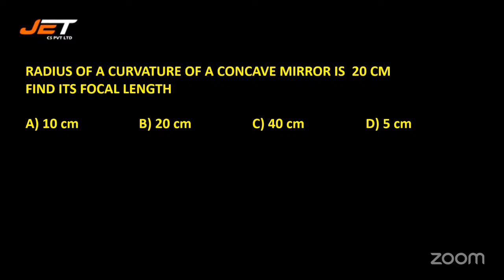Then focal length కనుక్కోమంటున్నాడు. సో మనకి ఫార్ములా ఏంటి? R is equal to 2F. ఇక్కడ ఏం కనుక్కోమంటున్నారు? Focal length. అంటే F is equal to R by 2. So 20 by 2, which is 10 centimeters. Option A is the right answer.